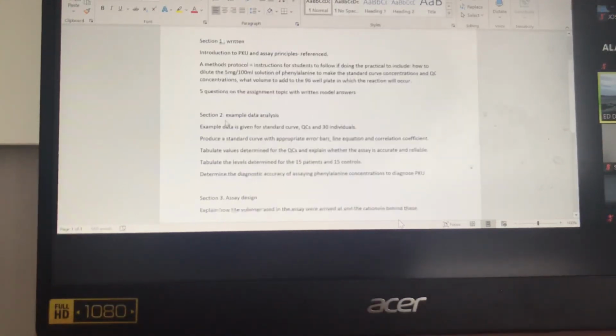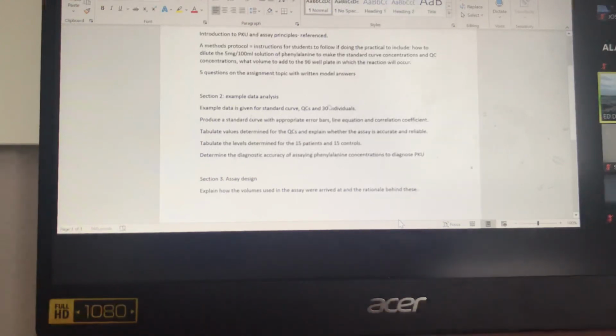The second section is effectively the data analysis section. So I'll put the example data for the standard curves, the QCs, and the patients up on Canvas. And then you need to provide standard curves with error bars, line equations, correlation coefficients, to calculate how accurate the QCs are and whether the assay is working or not. Calculate the levels determined in the patients and controls, and determine the diagnostic accuracy of assaying phenylalanine to diagnose PKU. And it says all the information you need for this is in the PowerPoint.